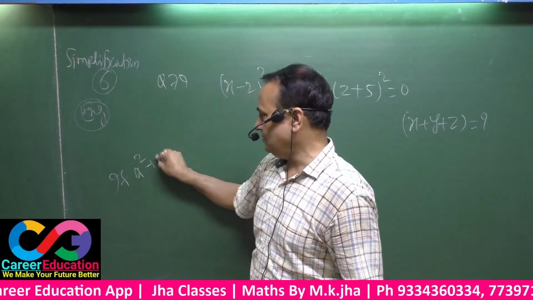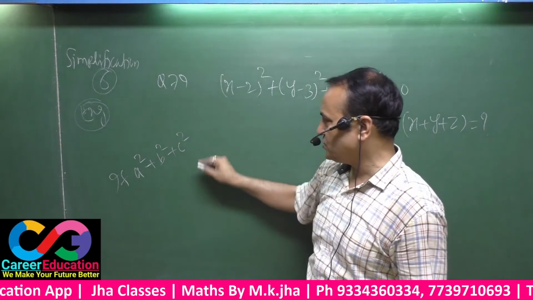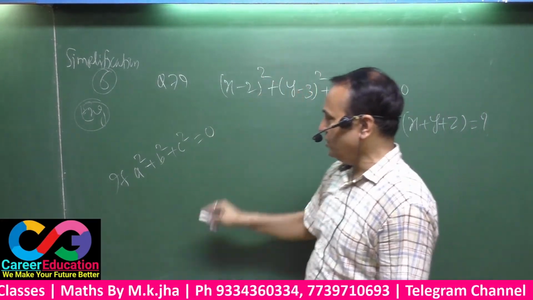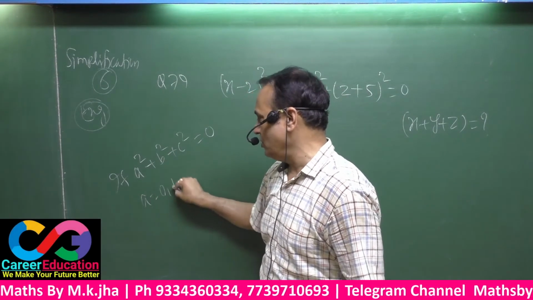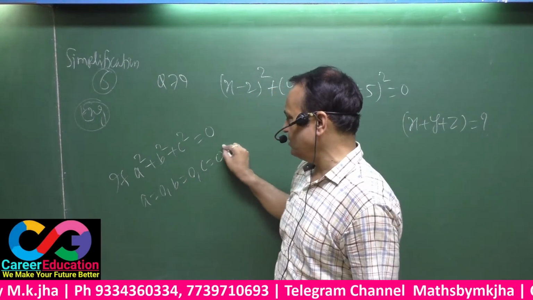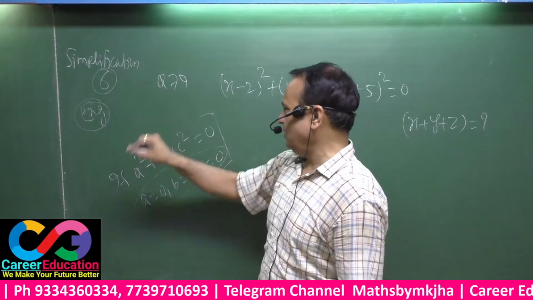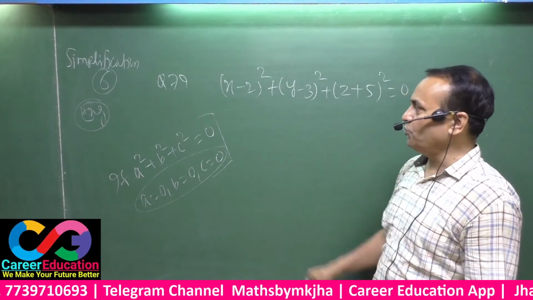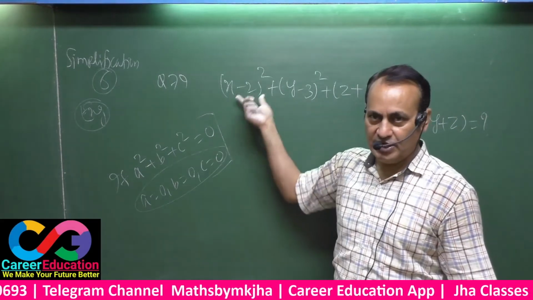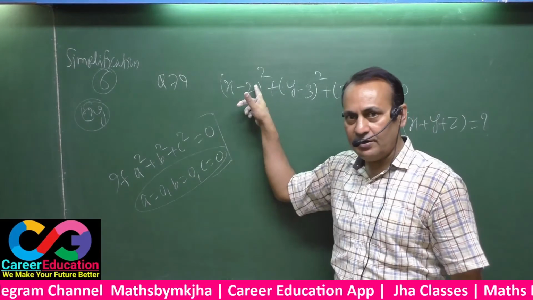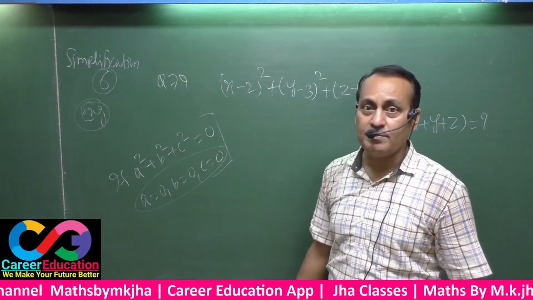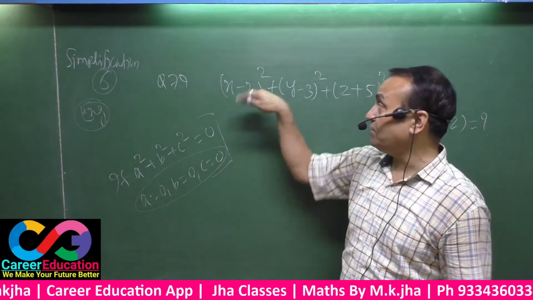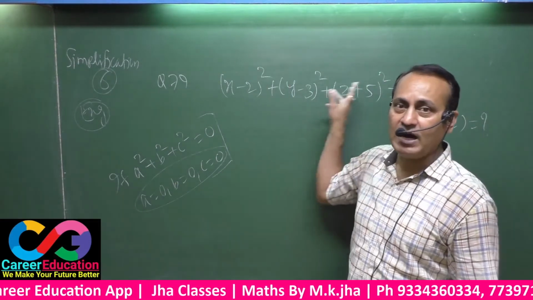if a square plus b square plus c square must equal 0, then a must be 0, b must be 0, c must be 0. That means in such a case every term will be equal to 0, because if you put something other than 0 here, whether the base is negative or positive, after squaring it will be positive. Certainly you can't have 0 there.